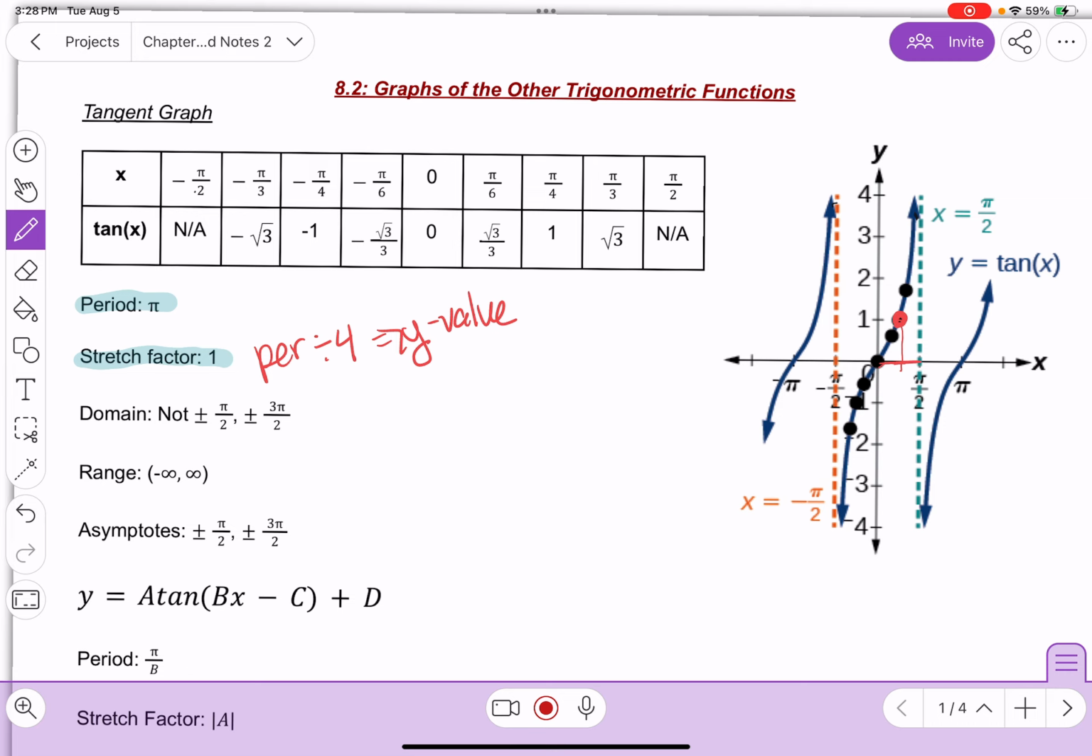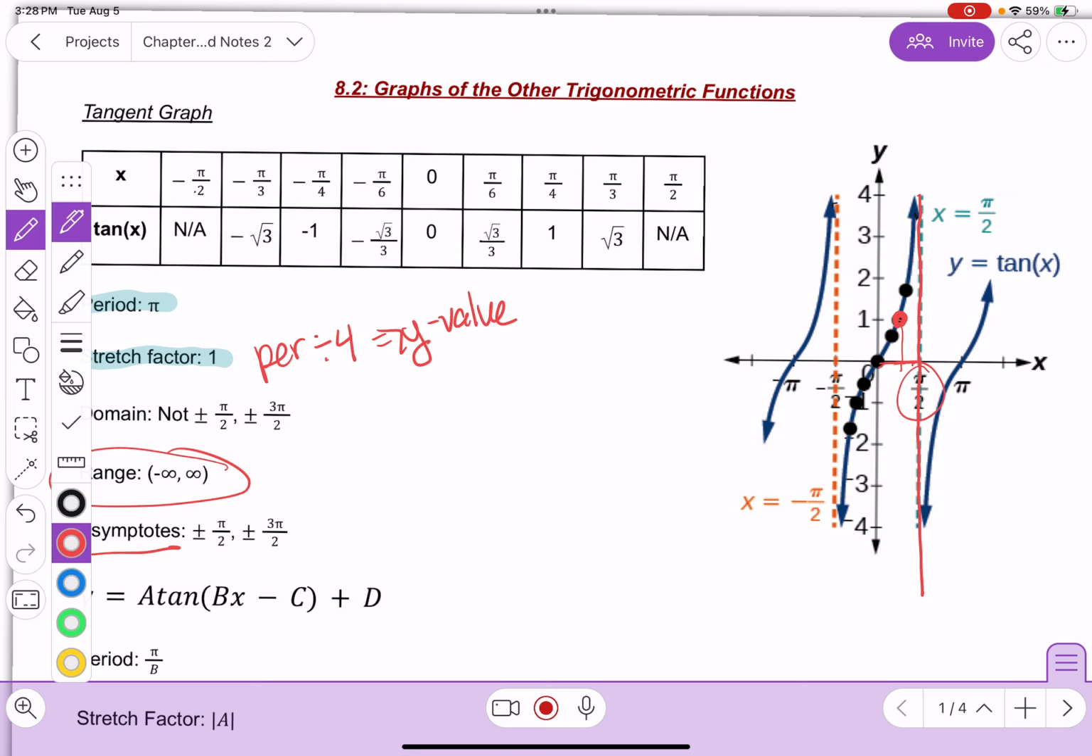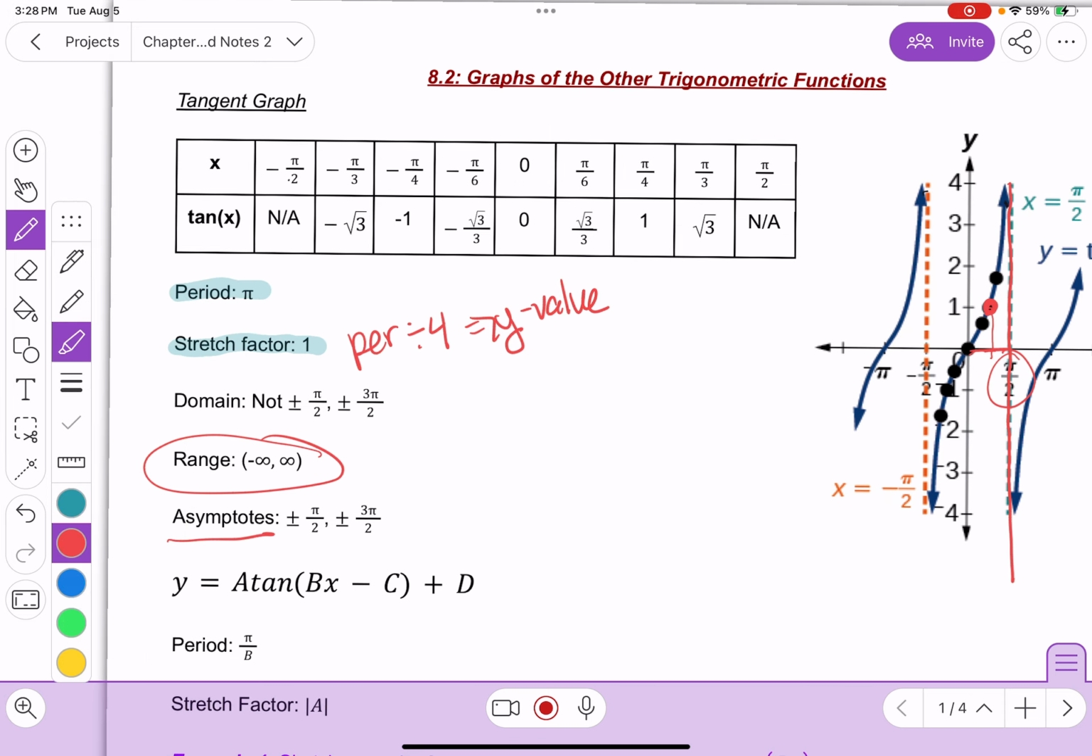The domain breaks every time we have that asymptote, which on the standard graph would be pi over 2 or 90 degrees. The range is negative infinity to infinity for tangent. So for sine and cosine, that was the domain. For tangent, that's the range. And then the asymptotes are those breaks in the domain.